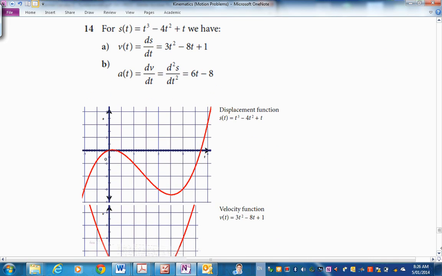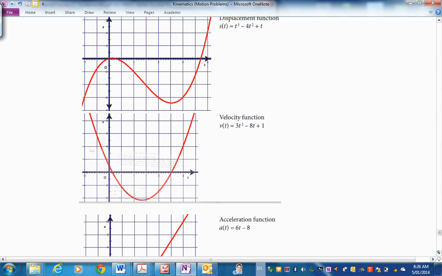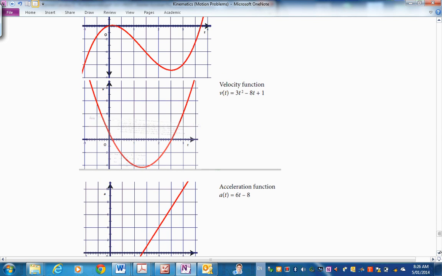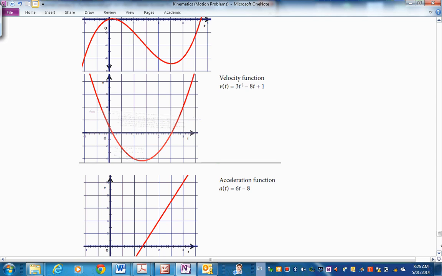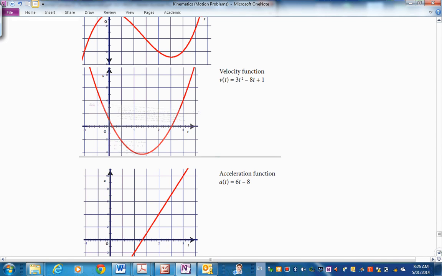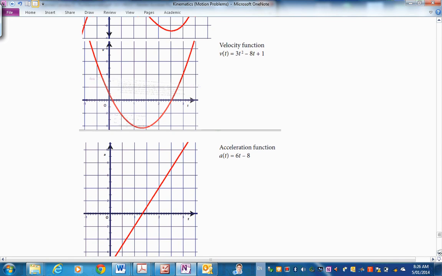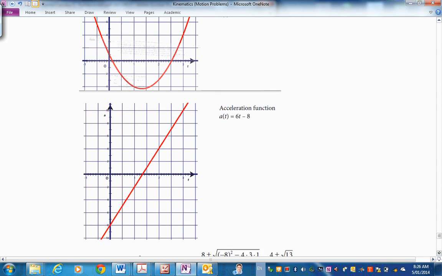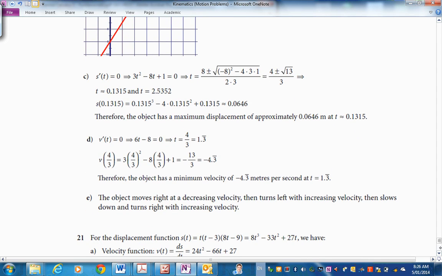Graphs all under each other. We'll come down to the graphs in a minute. See if we can get them on there. They wanted you to draw them all under each other. Something like that. Okay, and the other one then. Oh, finish that off, sorry. C, D and E. And then 21.